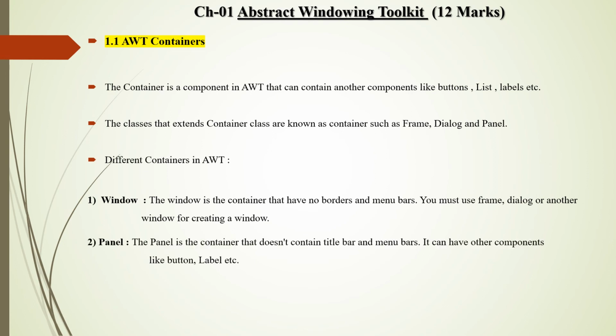The next container is Panel. The Panel is the container that does not contain a title bar and menu bar. It can have other components like button, label, etc. So the main point of Panel is that it does not contain a title bar and menu bar.